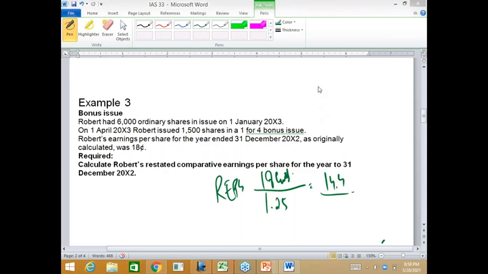Can you repeat the reason for the revised EPS? We calculate the revised EPS because bonus issues ultimately decrease the EPS. So the current year's EPS and the previous year's EPS are not comparable, because previously we did not have the bonus issue and right now we have the bonus issue.